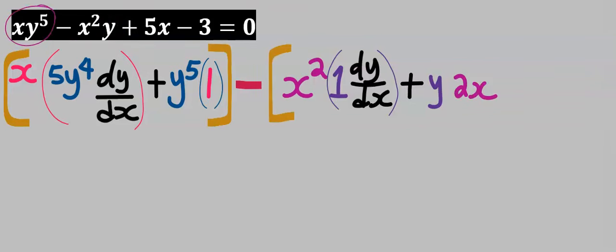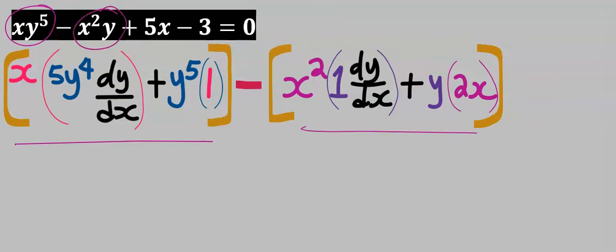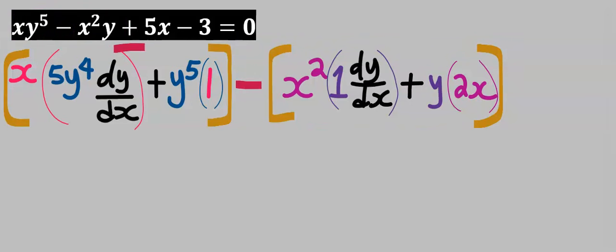You can see that this gave us this, while this gave us this. Next, this plus will come here. Next, differentiate 5x, and you're going to get 5. Next, this minus will come here. Next, if you differentiate 3, which is a constant, you're going to get 0. Next, differentiate 0, and you equally get 0.